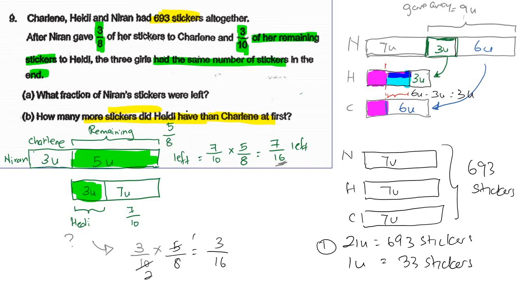And then how many more stickers? Which is this portion, right? Because Hindi has 3 units more than Charlene. So 3 units equals 3 times 33 equals 99 stickers more than Charlene. Okay, do you get it? I'm so sorry, because actually I should show you this portion here before I show you this portion. But if you really do not understand, please come and look for me.